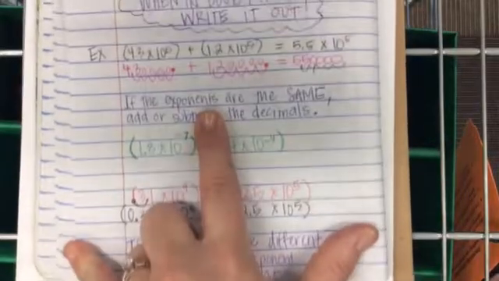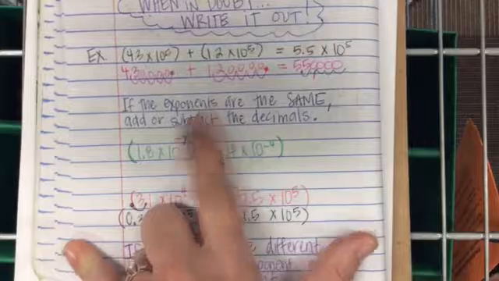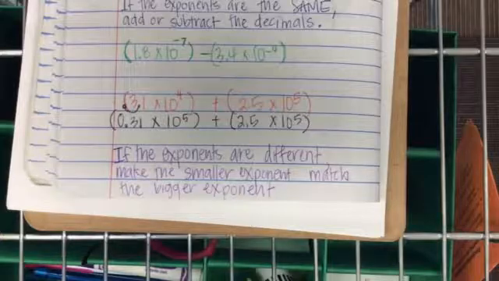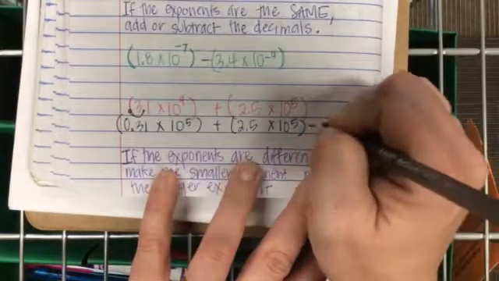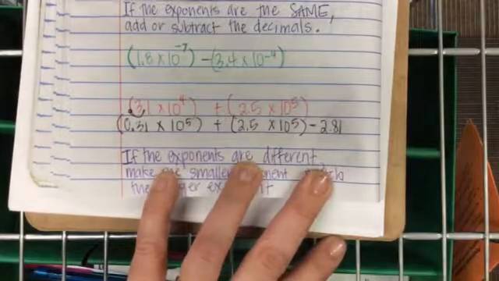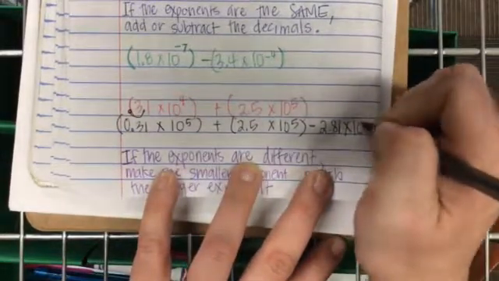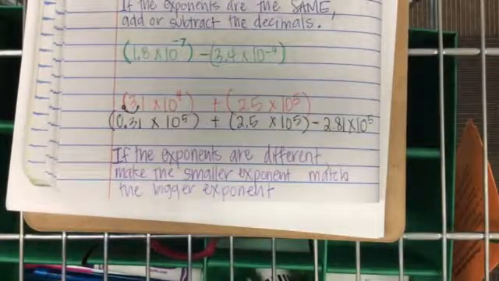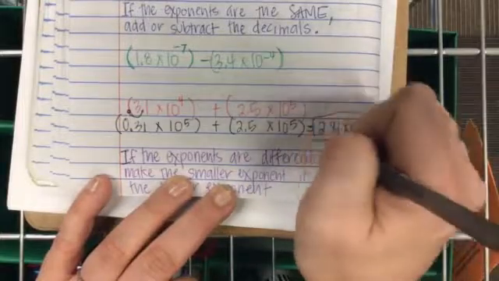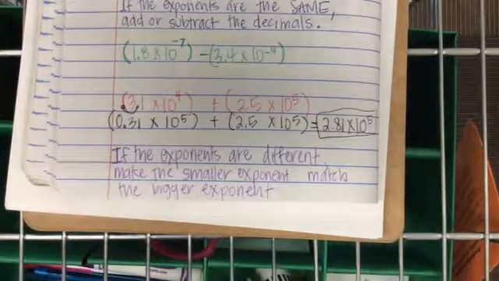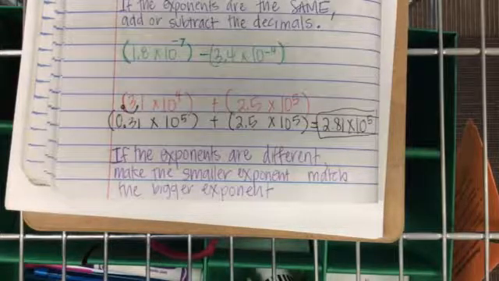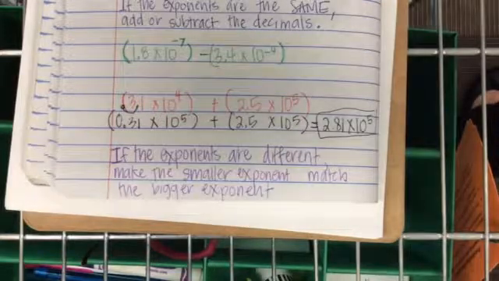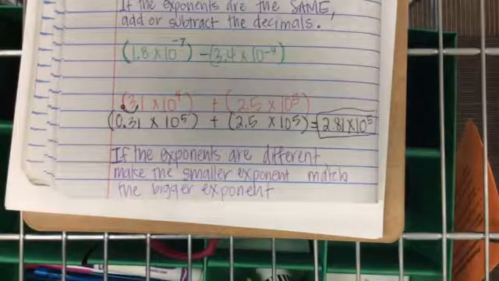So, if the exponents are the same, add or subtract the decimals. What's 0.31 plus 2.5? 2.81 times 10 to the 5th. And we're done. If this doesn't make sense, what can you do every single time? When in doubt, write it out.